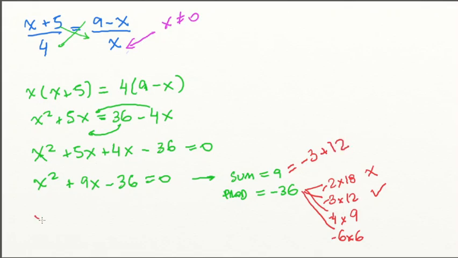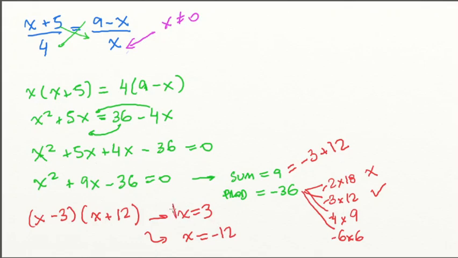Therefore, this quadratic here can be simplified as x minus 3, x plus 12. And this will give us 2 solutions: x equals 3 and x equals negative 12. Again, if one of those values was 0, then you would not accept it, because you have assumed from the very beginning, when you got this x away from the denominator, that it's different than 0. So if at the end you get x equals 0, that's not a possible value and you will disregard it.